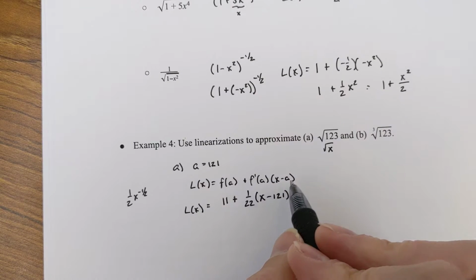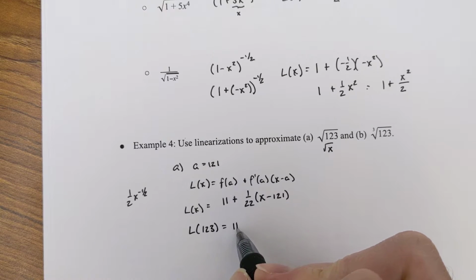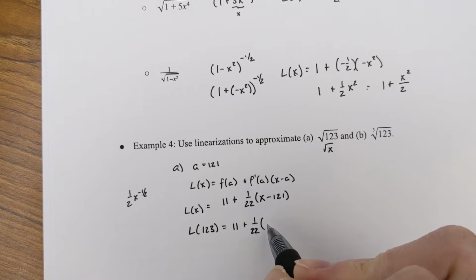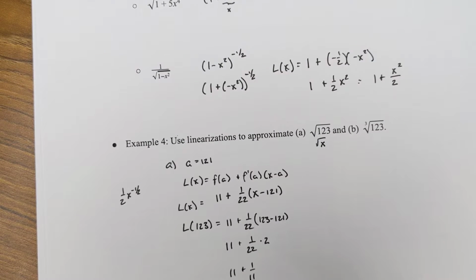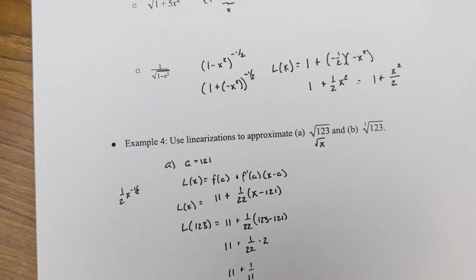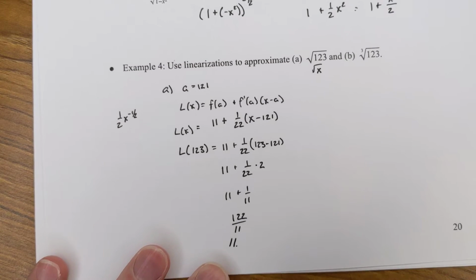Then to approximate the square root of 123, I would plug 123 in for x. So the linearization for 123 is 11 plus 1 over 22 times 123 minus 121. So 11 plus 1 over 22 times 2. So 11 plus 1/11 would be my approximation, if I convert that, that's 122 over 11. As a decimal, that's about 11.09.